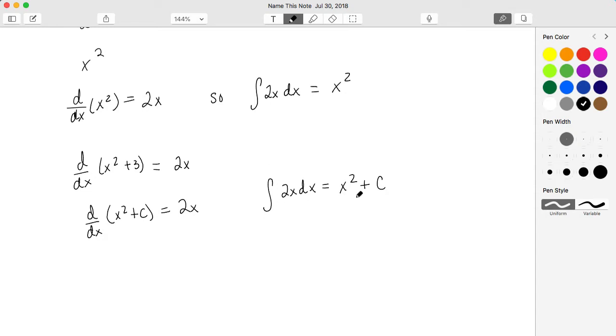For our sakes, we're not going to be learning how to determine the value of c, but just know that what we have found right here, x squared plus 3, x squared plus 4, and so forth, are examples of the indefinite integrals of 2x. But for our sakes, the term c is going to drop off whenever we take the integral of any function.